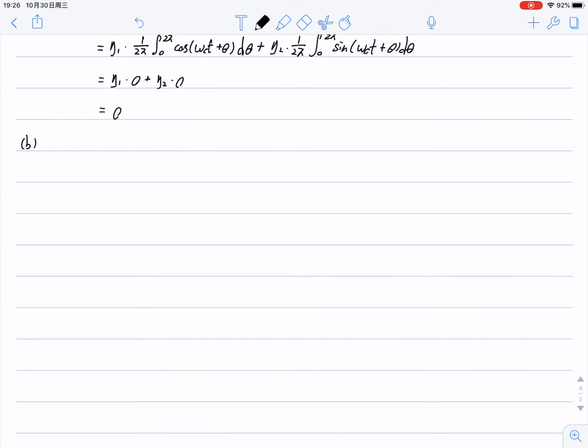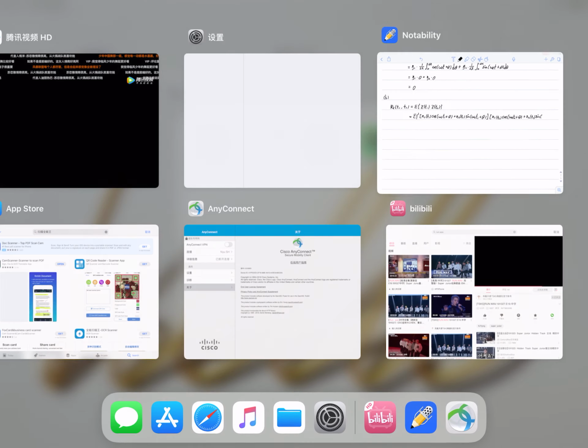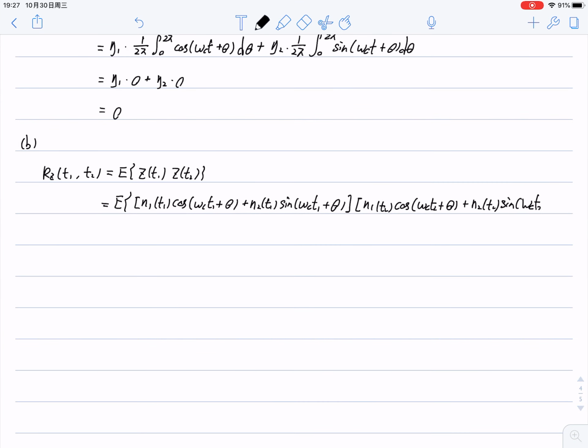Question B. Rz(t1, t2) equals E[C(t1) times C(t2)], which equals E of N1(t1) times cosine(ωc t1 + θ) plus N2(t1) sine(ωc t1 + θ), then times N1(t2) cosine(ωc t2 + θ) plus N2(t2) times sine(ωc t2 + θ).